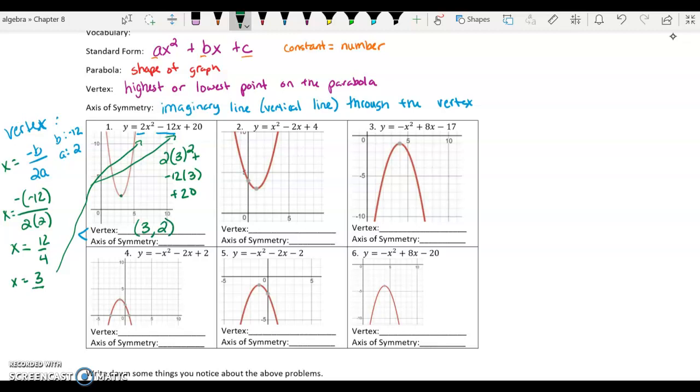Now look at where our vertex is. Isn't it at 3, 2? So that makes sense. Yes, you have the answers. However, it will help you find the vertex.